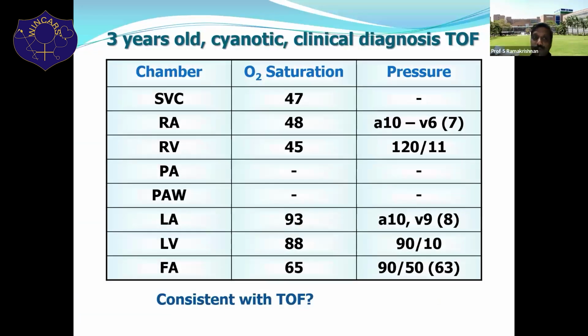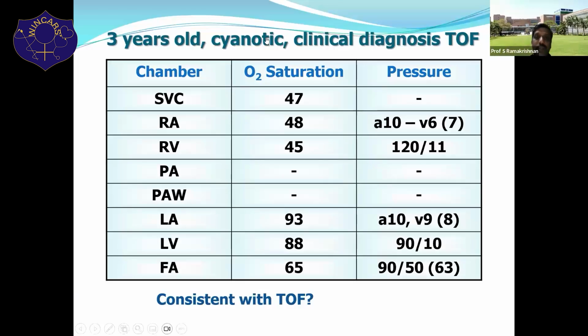The clinical diagnosis is tetralogy of Fallot in a 3-year-old, which is consistent. FA is 65; PA they couldn't enter because the patient is very cyanotic, so PA they have not entered. Here the 65 may not indicate low cardiac output, and the 47 of SVC may not indicate low cardiac output. That's what I told you earlier. Already FA is 65. There is a clear-cut step down happening from LA to LV to PA.